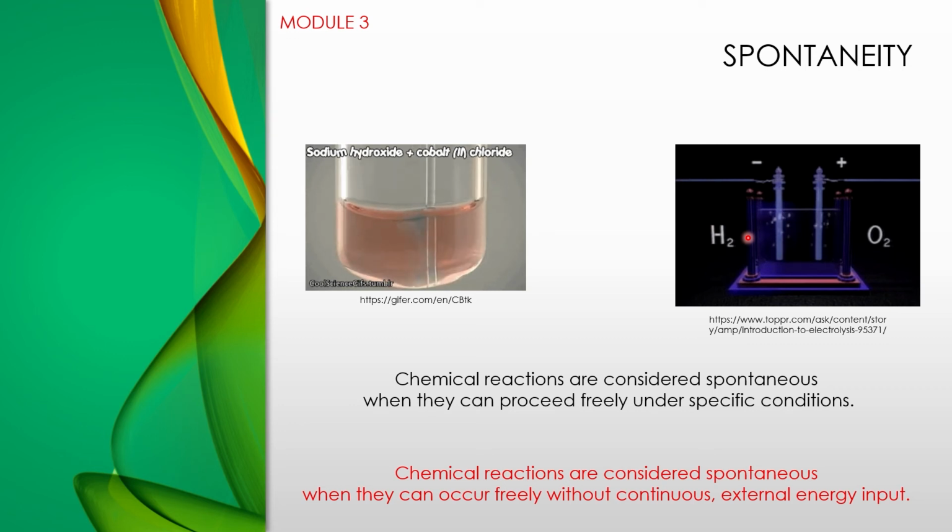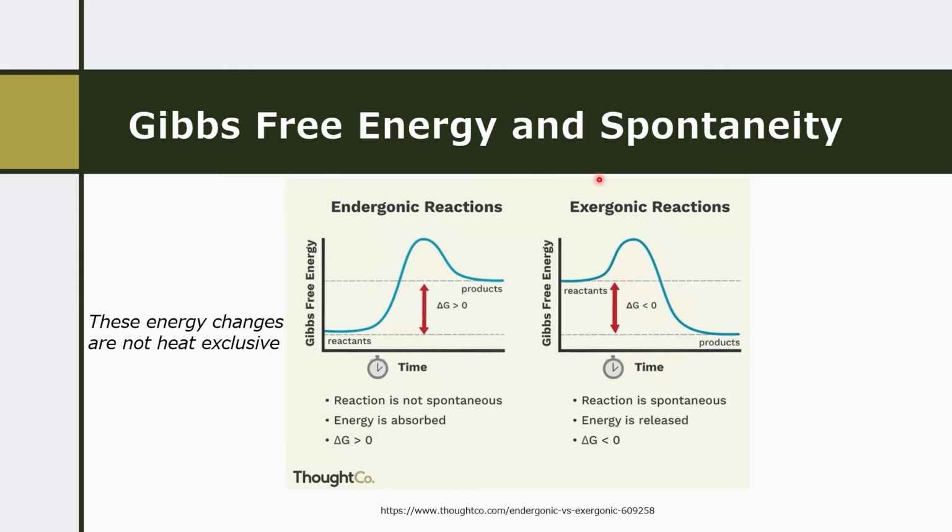So I'm going to change our definition now that we've been talking about spontaneity over the course of module 3 and into module 4, and redefine it as: chemical reactions are considered to be spontaneous when they can occur freely without continuous external energy input. For example, with our decomposition of water, this reaction can only happen with a constant steady supply of electrical energy, thus making it non-spontaneous. We can actually use Gibbs free energy to determine whether or not a process will be spontaneous.